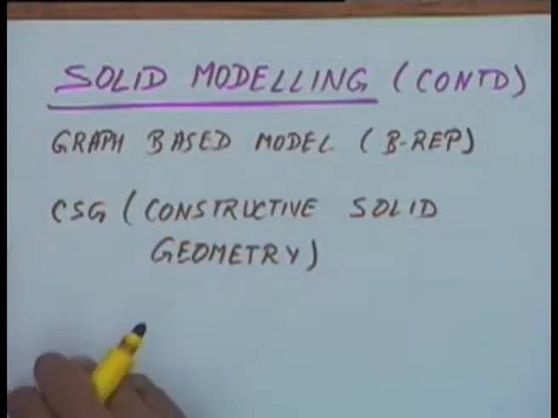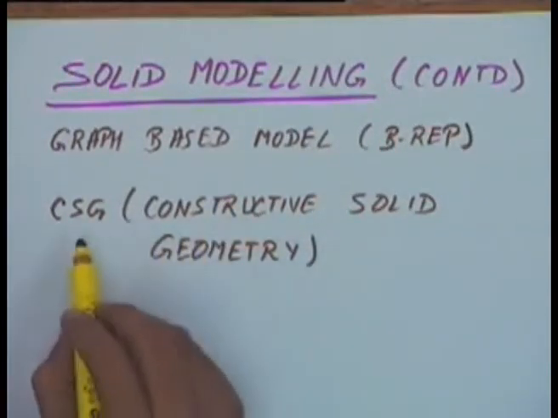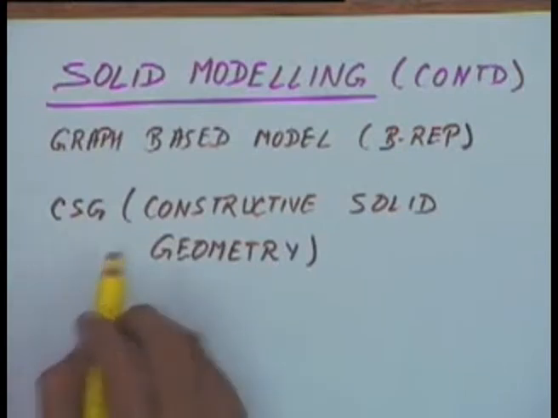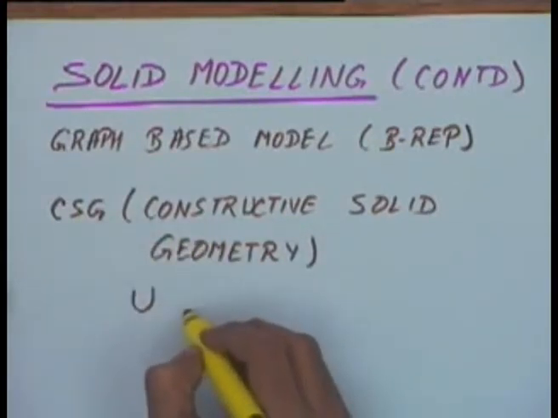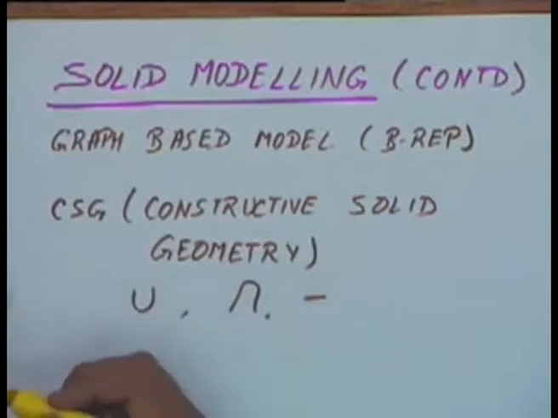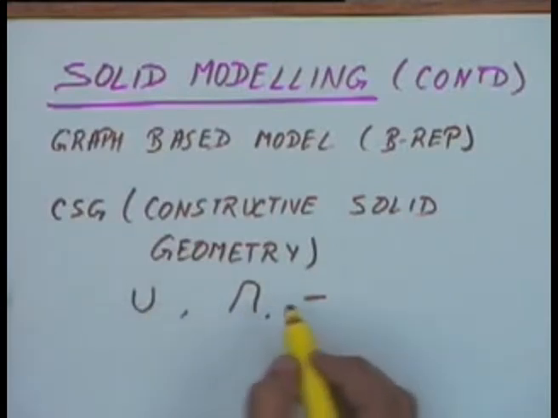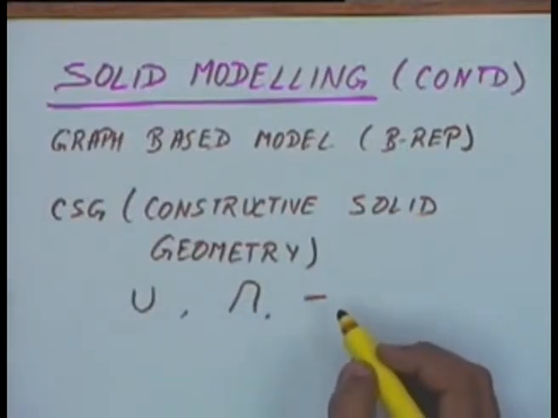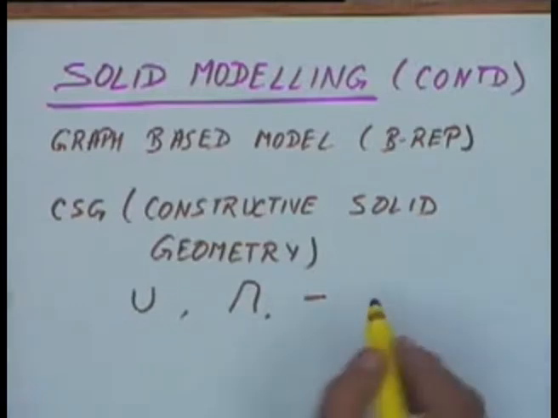In the CSG model we said that any solid is built with the help of a set of Boolean operations, and those operations are union, intersection and the difference operation. So you take primitives and perform these Boolean operations on those primitives to construct a solid.